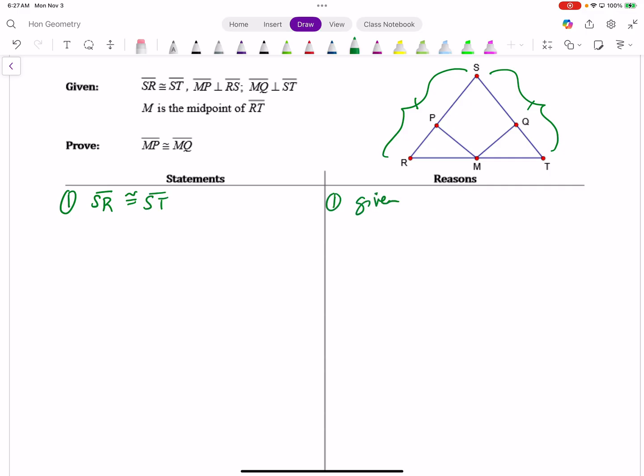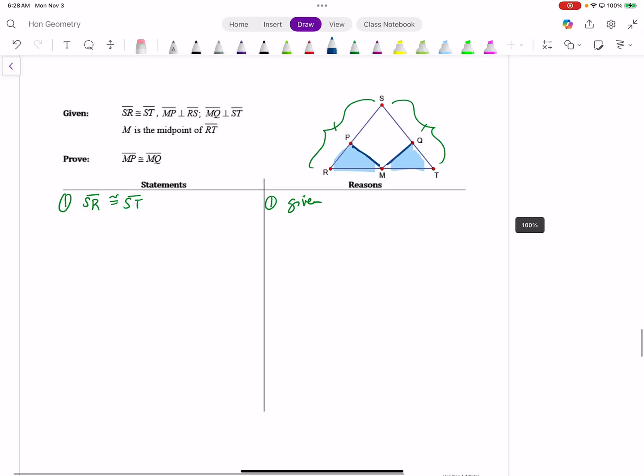That's given. Okay, now let's see what I'm trying to figure out in the first place. MP is congruent to MQ. All right, now if that's what I'm trying to figure out, then I'm probably going to end up looking at those 2 triangles. Okay, because you're trying to prove this side congruent to this side. Now we've got some work to do to get there.